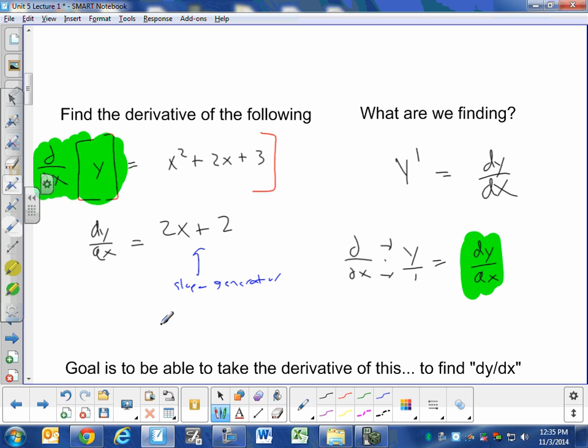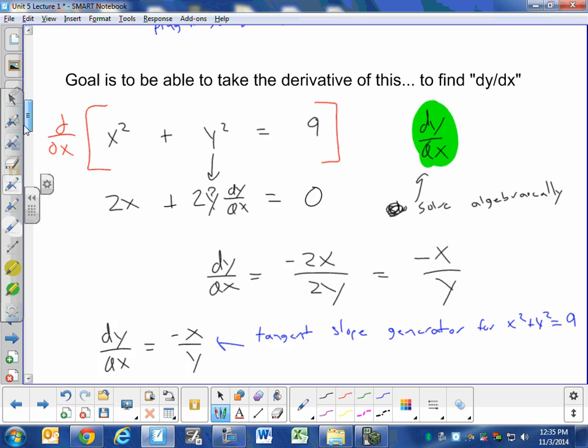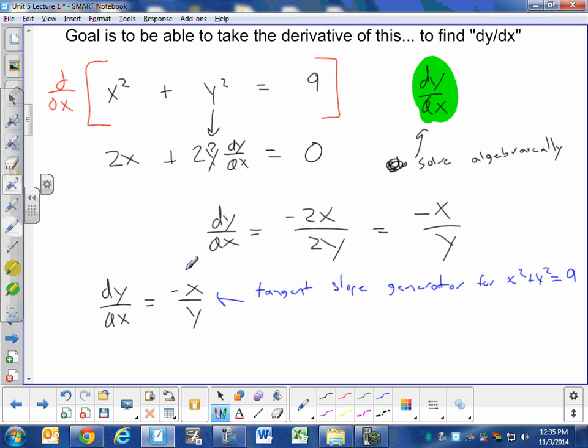However, for this guy, I plugged in x and I got a slope, a tangent slope. For this guy, what do I have to do to get a tangent slope? I got to plug in an x and a y at the same time. So it's a little more difficult. I have to plug in a point to find a tangent slope.